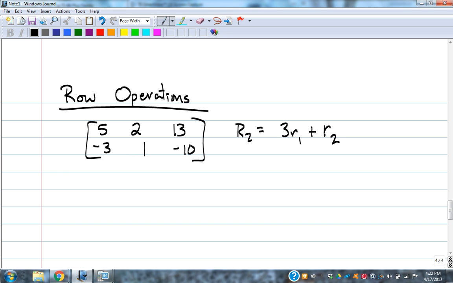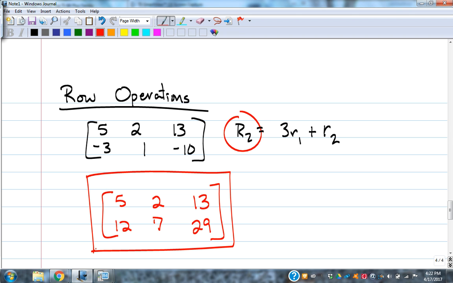So here we've got one row operation that we're doing. We're going to change row 2, which is the only row that's changing. That's what this tells you, that row 2 is the only one changing. So when you get your answer, row 1 is still this. Row 2 changes by doing that operation. We say 3 times row 1, and then we add it to row 2. So 3 times 5 would be 15. 15 plus negative 3 would be 12. And then we're taking 3 times 2, which is 6, plus 1 would be 7. 3 times 13 is 39, plus negative 10 would be 29. And that is the answer to doing that row operation.